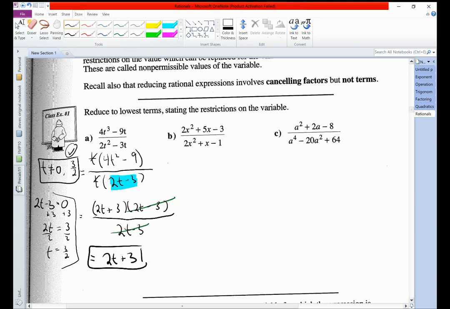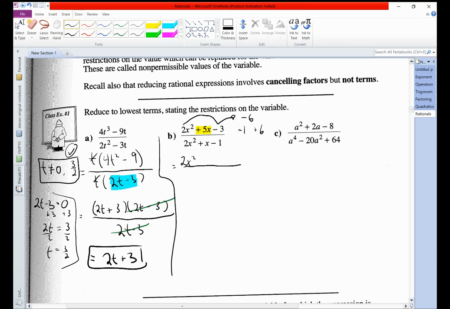So let's just look at the top first. 2 multiplied by negative 3 is negative 6. So what that means is I'm going to split my positive 5x term into 2 numbers that multiply to negative 6 and add to positive 5. So we can split that into, what do we got? Negative 1 plus 6, or negative 1 and positive 6.